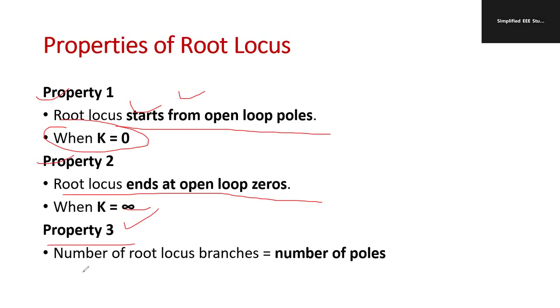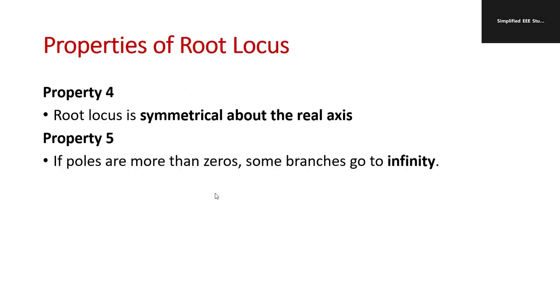Coming to the third property, the number of root locus branches is equal to the number of poles. That is another property. The number of root locus branches is equal to the total number of poles. The fourth property says that root locus will always be symmetrical about the real axis. Whenever we are plotting in the S-plane, remember root locus will always be symmetrical about the real axis. It will divide equally, cut into equal halves.